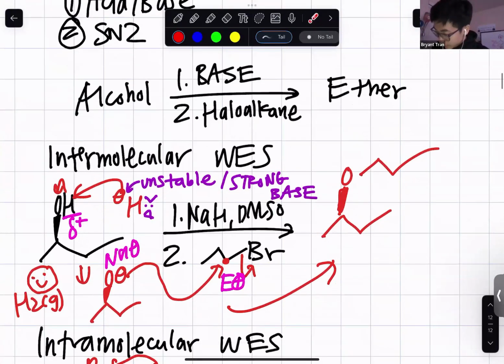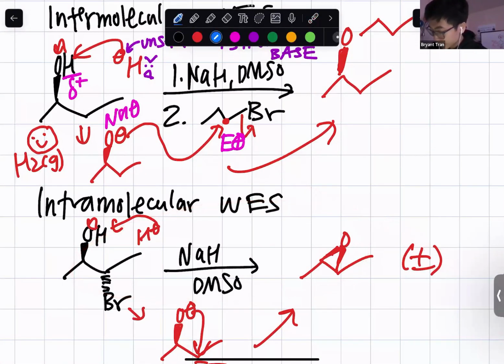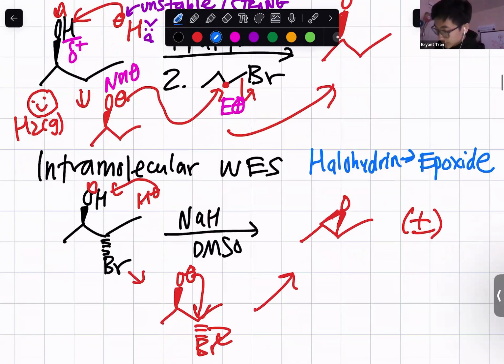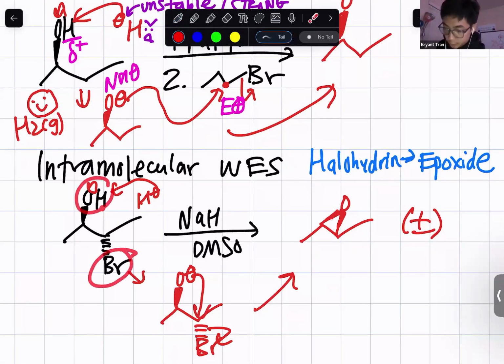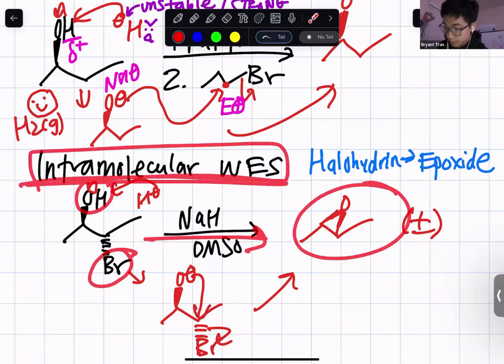So this one here specifically is the halohydrin to epoxide reaction from Helix's study guide. Halohydrin to epoxide, aka intramolecular Williamson ether synthesis. A halohydrin is this, where we have a halogen next to a hydroxyl group. Halohydrin, halogen next to hydroxyl, going into epoxide. That's intramolecular Williamson ether synthesis.